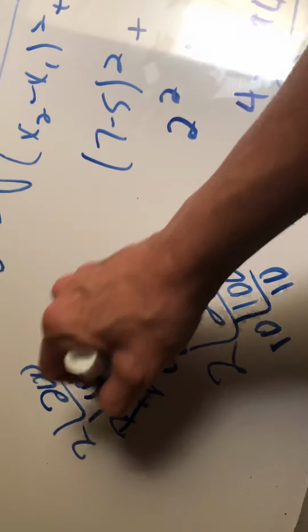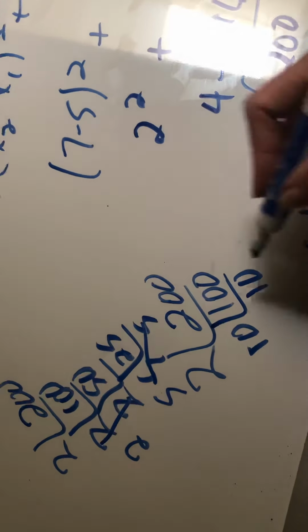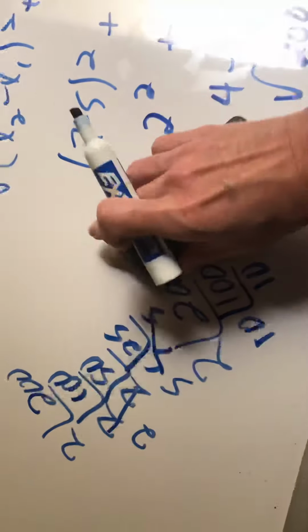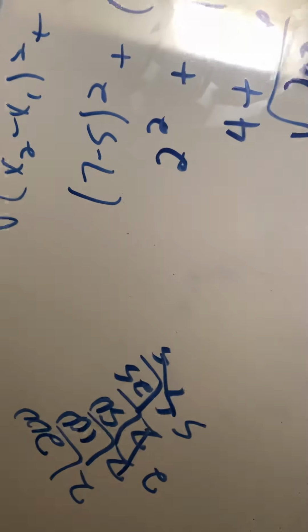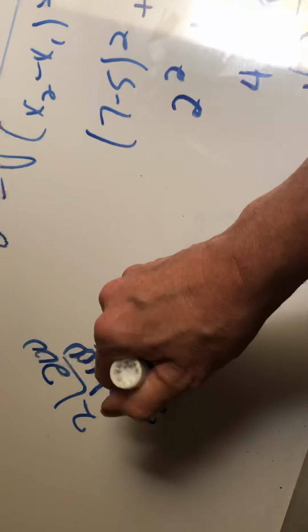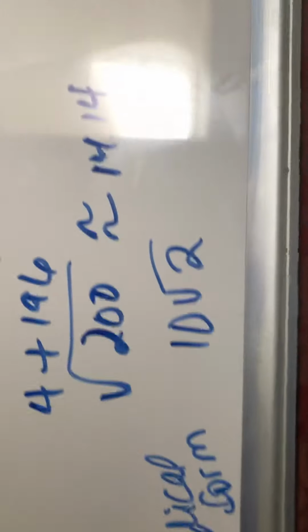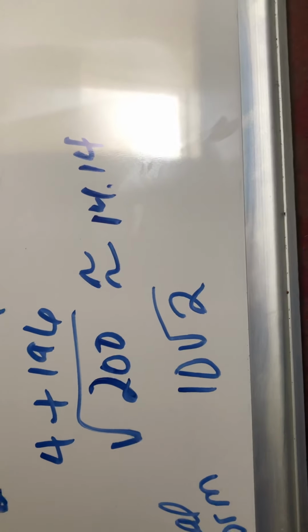So you take one of the 2's. Two of the 2's become 1, 2. Two of the 5's become 1, 5. 2 times 5 is 10, and then that's left over. So 10 square roots of 2 right there. Okay, and that's really about it.